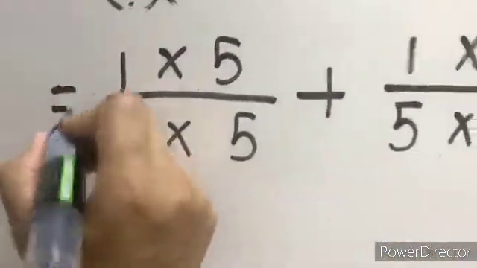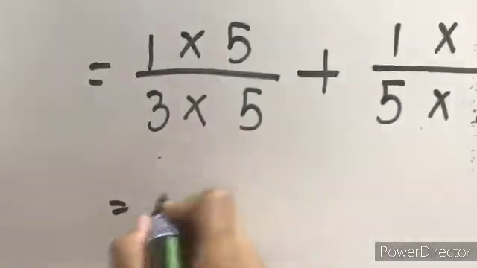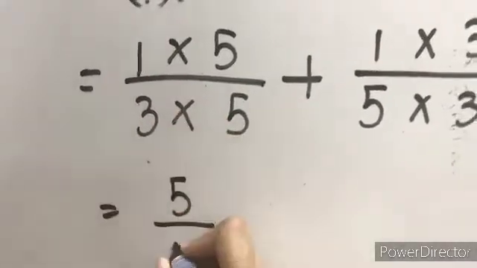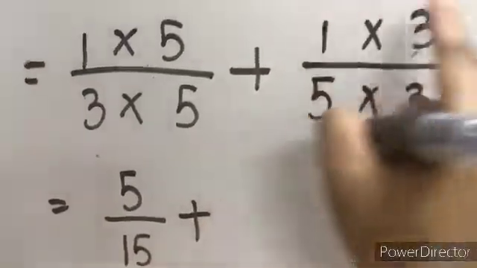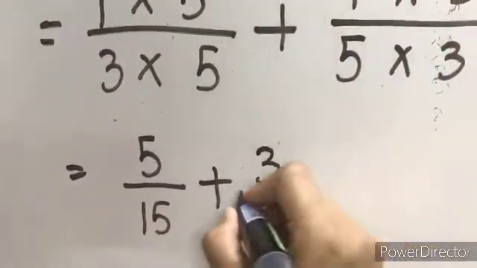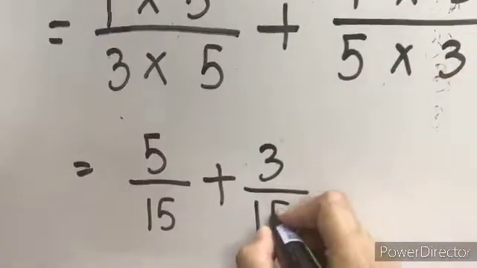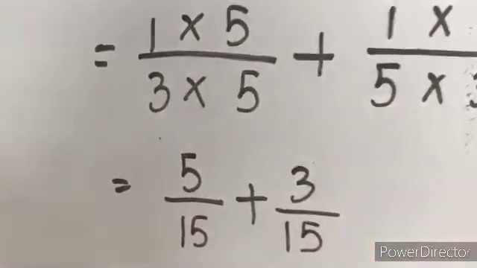Simply, 1 5s are 5, 3 5s are 15. What is the sign? Addition sign. 1 3s are 3 and 5 3s are 15. See, the same denominator.